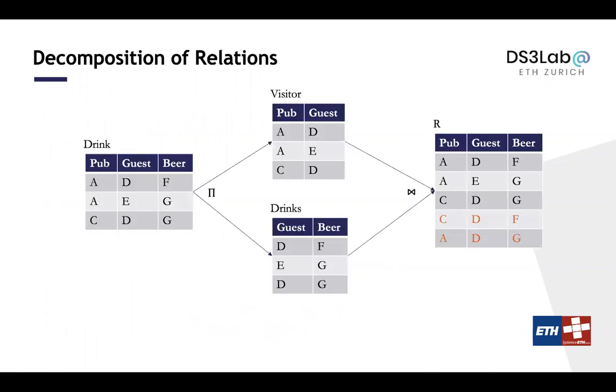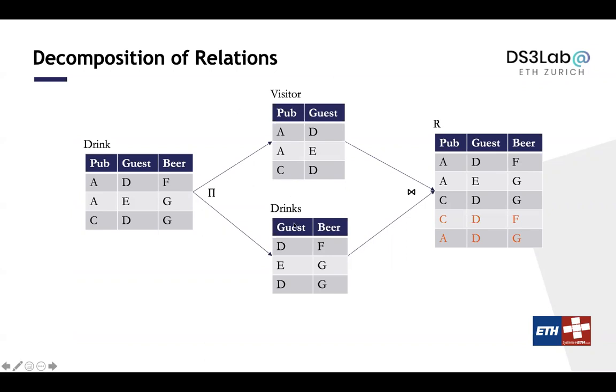So let's look at one example. In this example, I have a relation that contains three attributes: the pub, the guest, and what type of beer this guest drinks in this pub. Assuming I want to decompose it into two relations, visitors and drink. The first relation is going to take the pub and the guest.